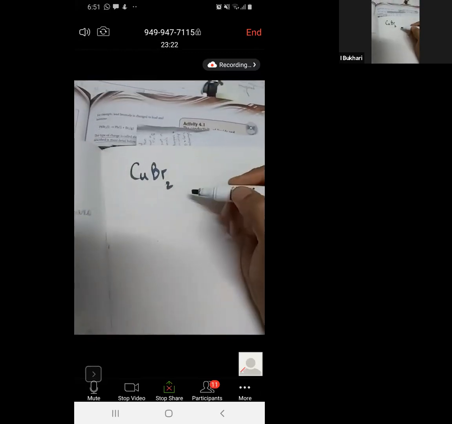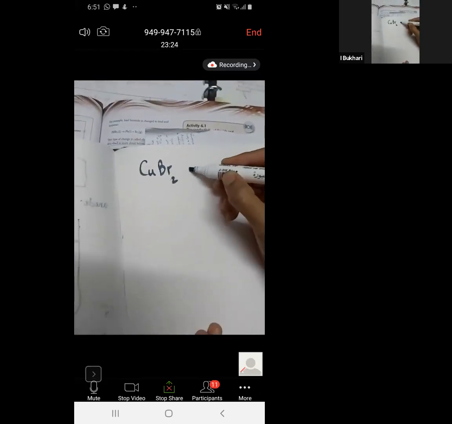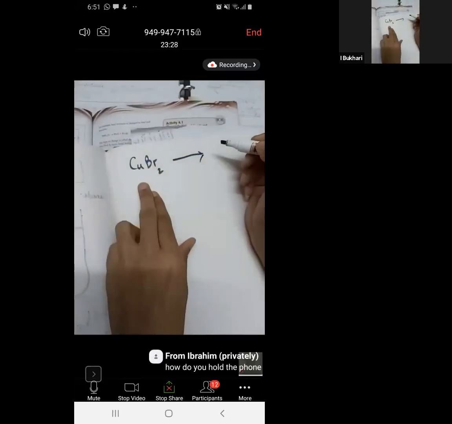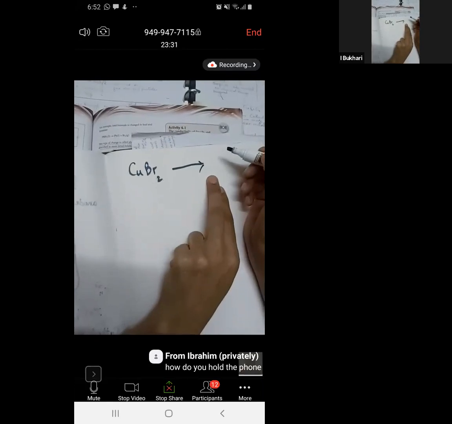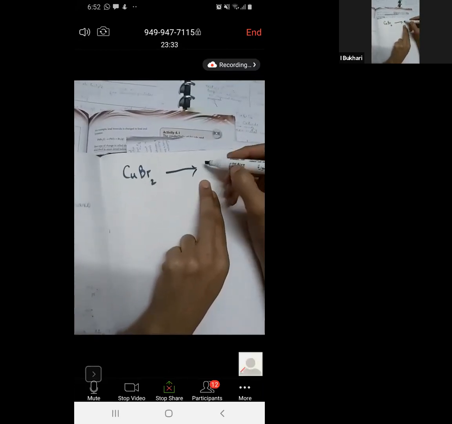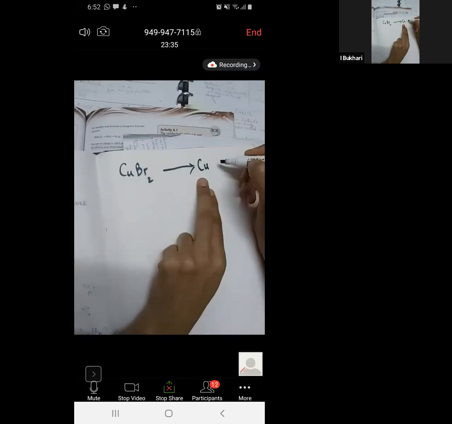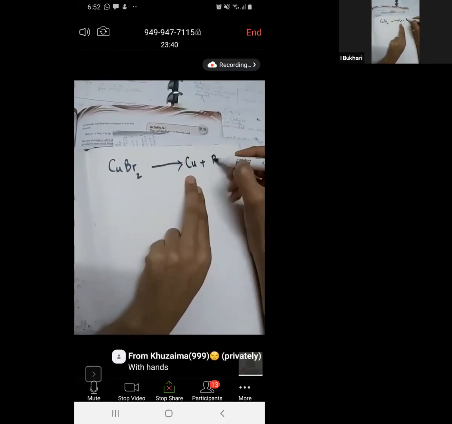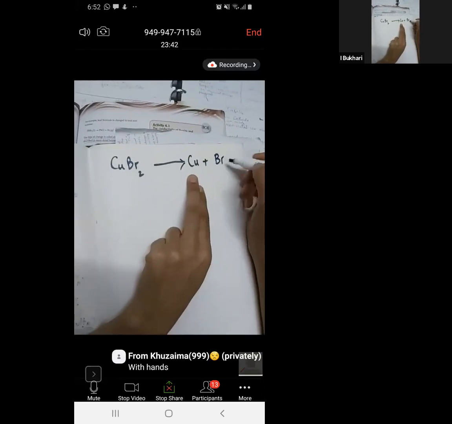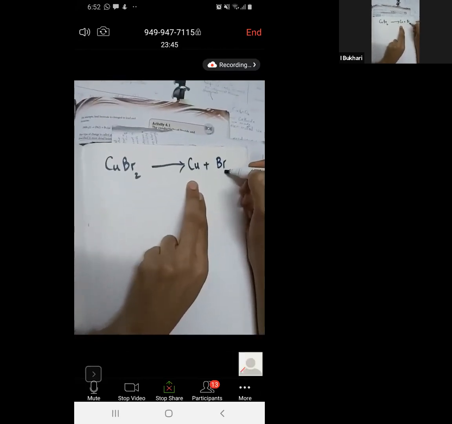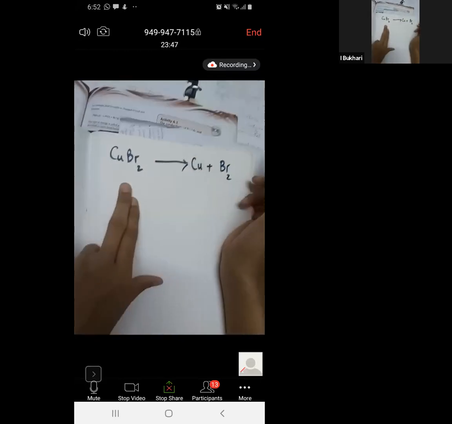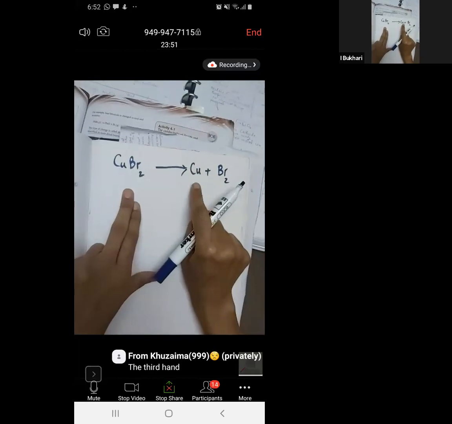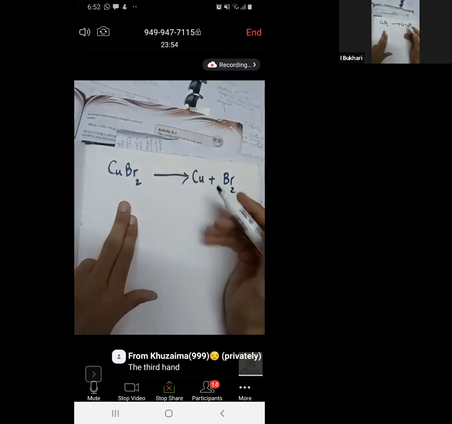Copper bromide will split in electrolysis into its components: copper plus bromine. Bromine exists as a diatomic molecule, and copper is a metal, so it exists on its own. This is solid.